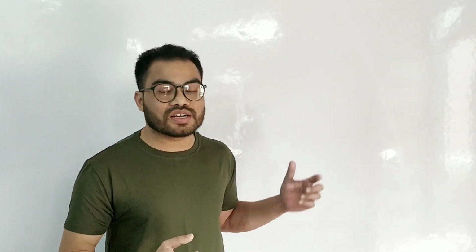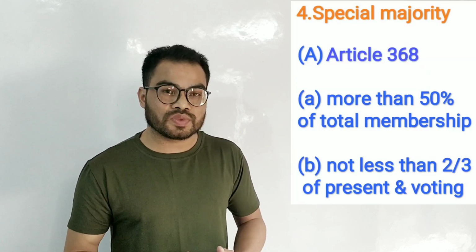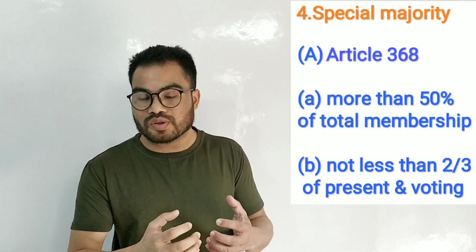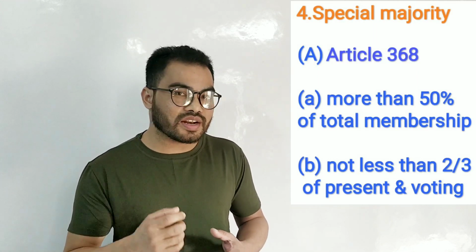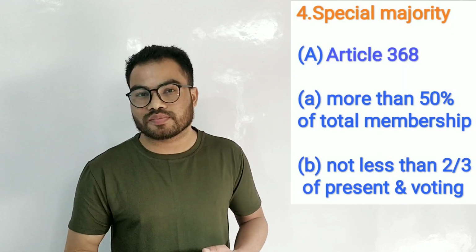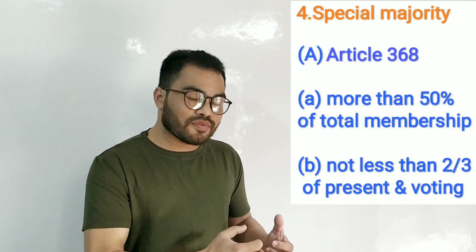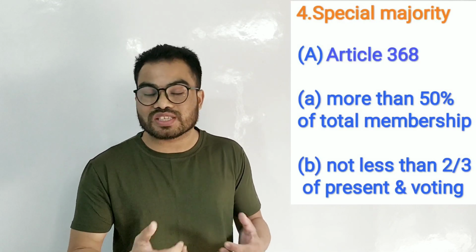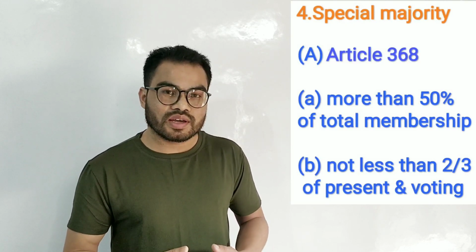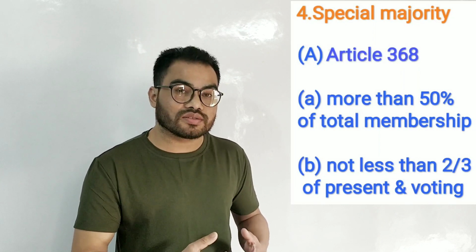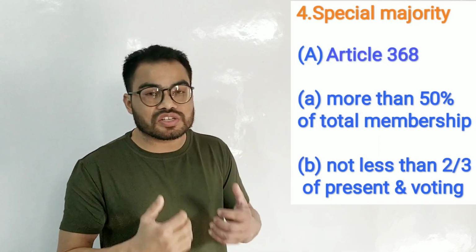And first, Article 368. This Article 368 requires 2 criteria. Number 1, more than 50% of the total membership of the House. And criteria number 2, not less than 2/3 of the members present and voting. And this type of majority is used in the removal of judges of Supreme Court and High Courts. And it is also used in the amendment of the Constitution itself, in the amendment of the Article 368 itself.